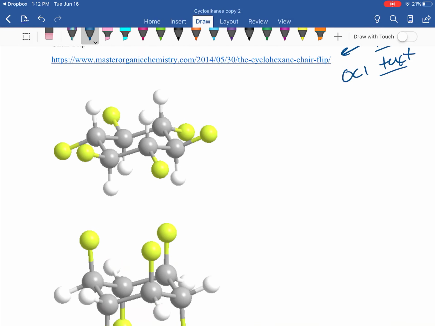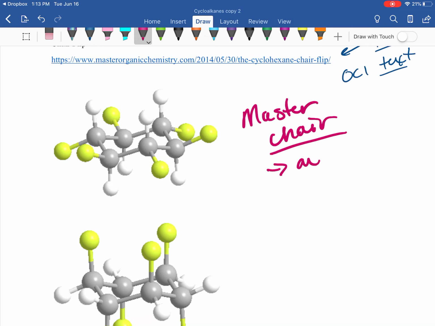I went ahead and used my 3D system again, and I wanted to color code, because there's good news and bad news. Once you master the chair, check it out. This is our chair. We have all of our axials are white and our equatorials are yellow.